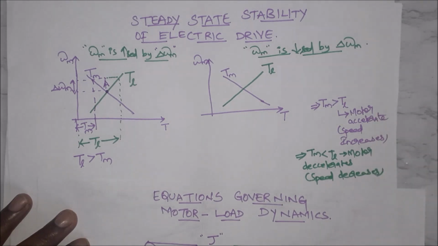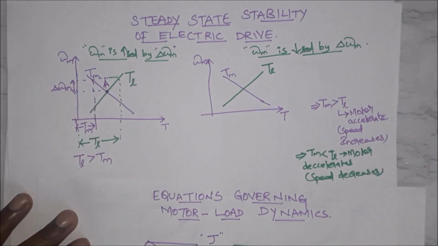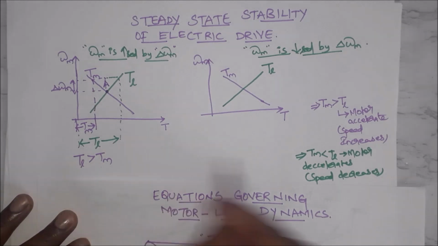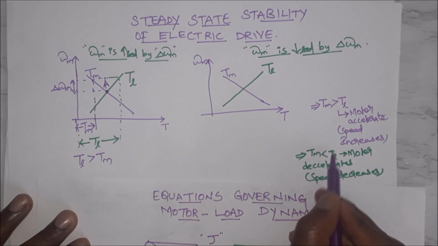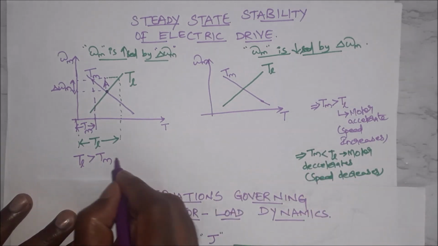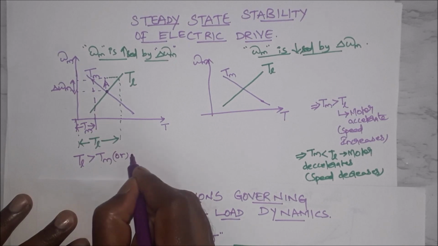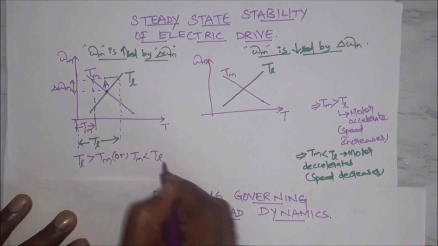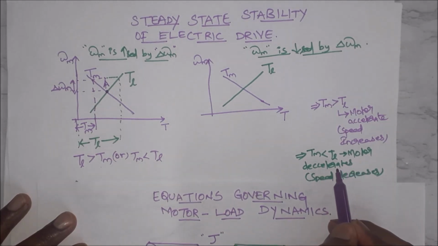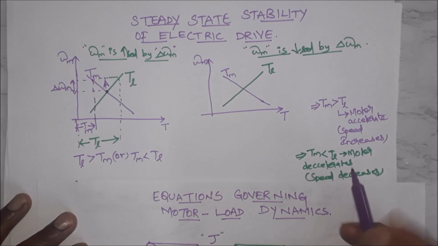So based on these two conditions, now let us analyze this one. So what is happening here is TL is greater than Tm. That means it is the second case. Your load torque is greater than motor torque, or your motor torque is less than load torque. So what happens here? Obviously your motor decelerates or speed decreases.